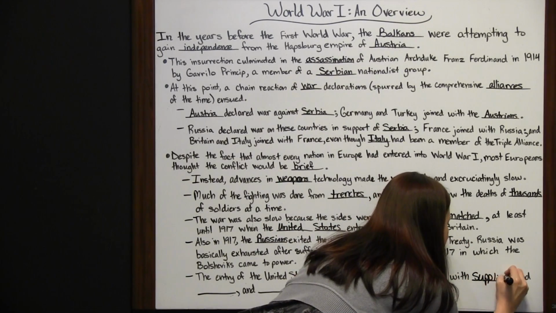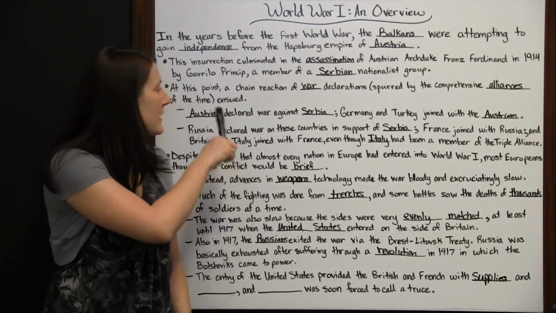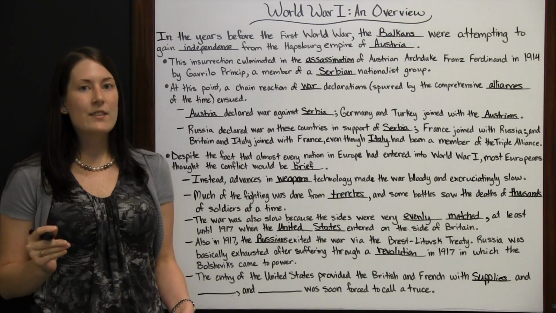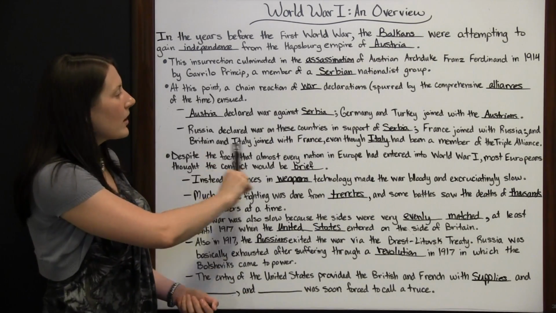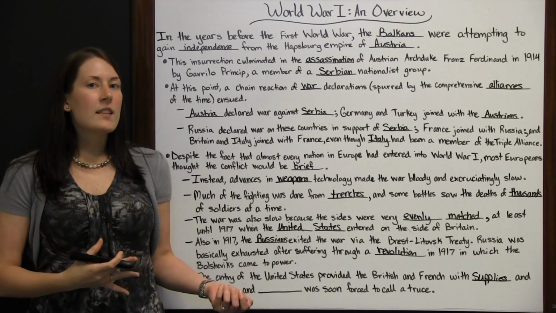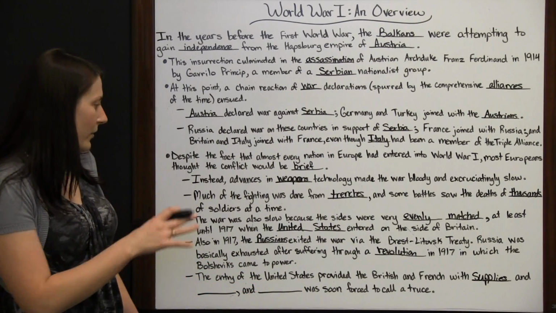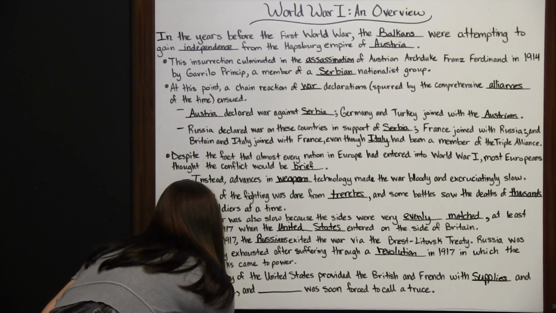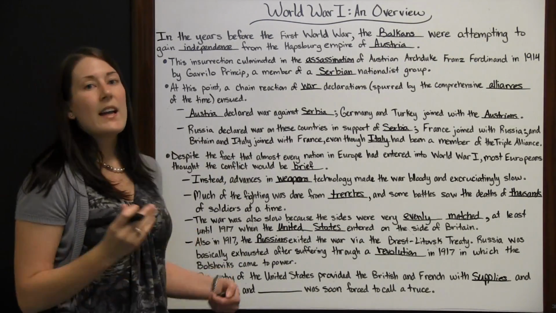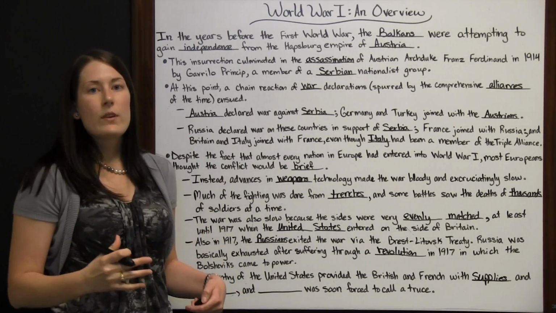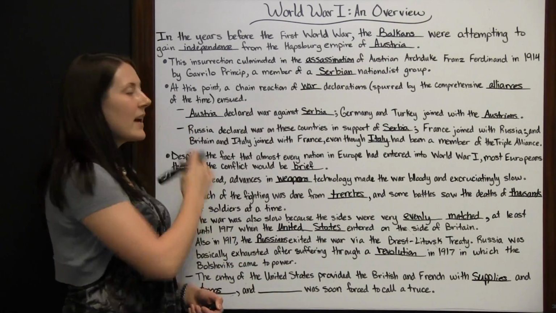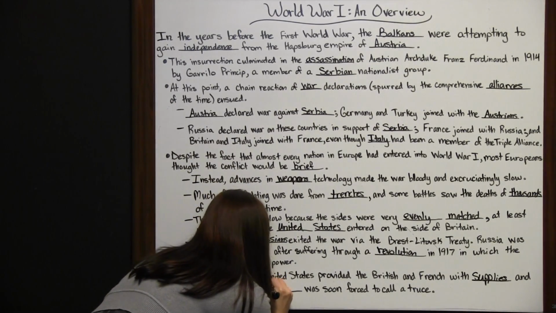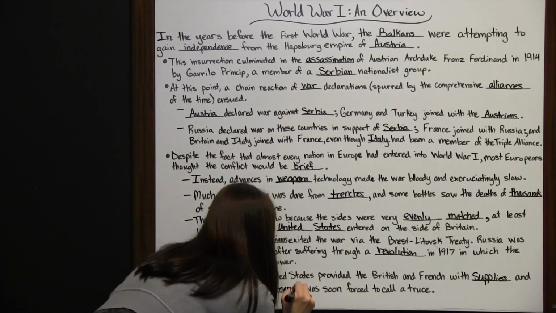And the entry of the United States provided the British and French with supplies. So where things may have been running low, where some of these other countries, Germany, Turkey, Austria, may have blocked off supply lines to the countries on Serbia's side, now the United States was bringing in fresh supplies for Britain and France. And troops. They sent over troops as well. So where thousands had died, now the Serbian side was getting more troops where the Austrian side didn't have any new troops coming forward. And Germany was soon forced to call a truce.